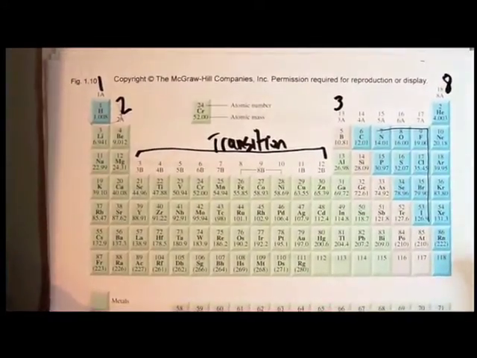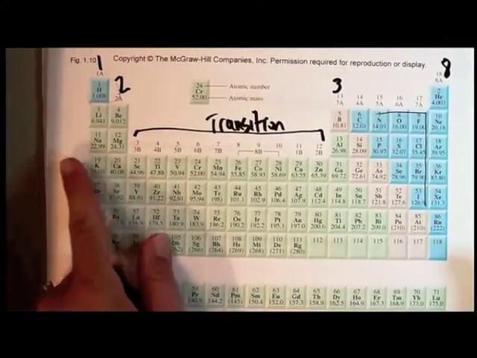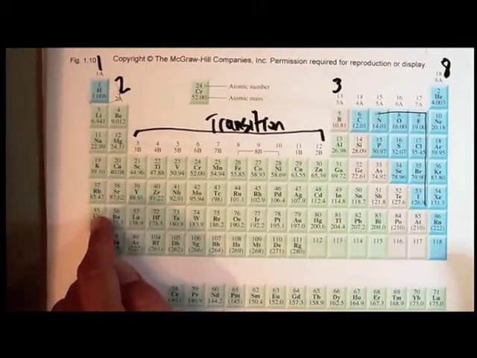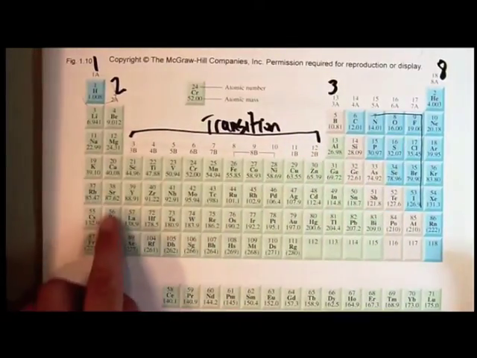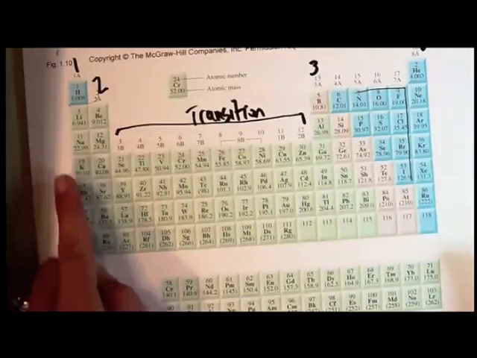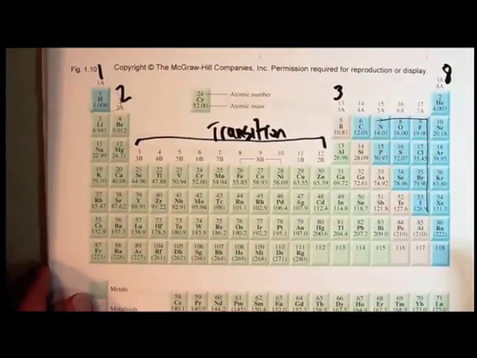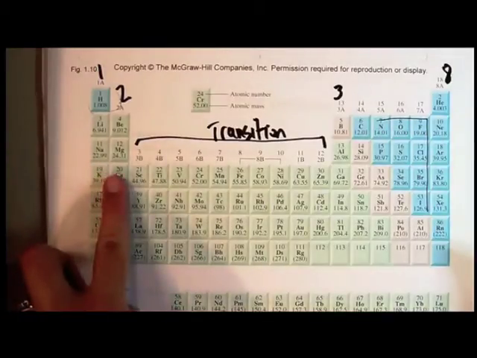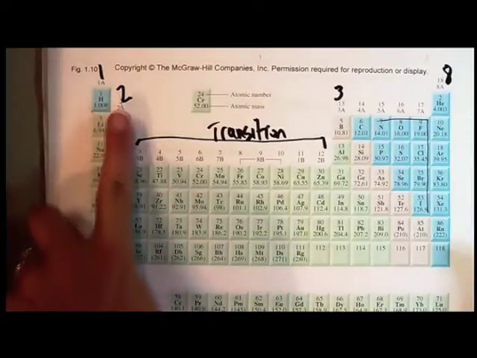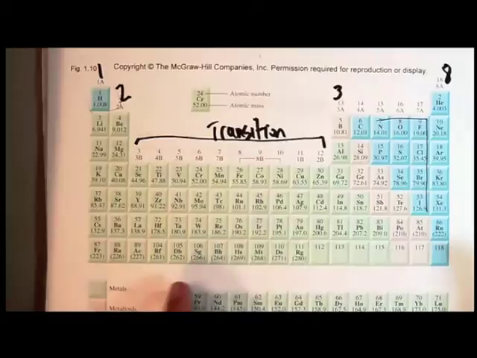All right, and what happens is the metals in group 1, 2, and 3 tend to lose their valence electrons to form ions. So if group 1 loses 1 electron, it's going to form an ion with a +1 charge, like the example we saw with sodium. Group 2 metals are going to form ions with a +2 charge because they're going to lose their 2 valence electrons. And group 3 metals are going to lose 3 electrons.